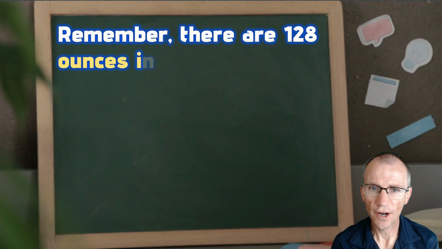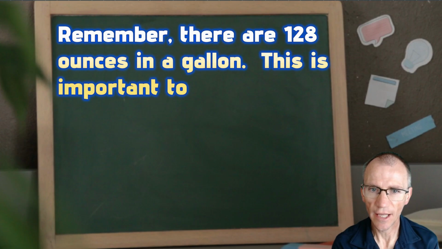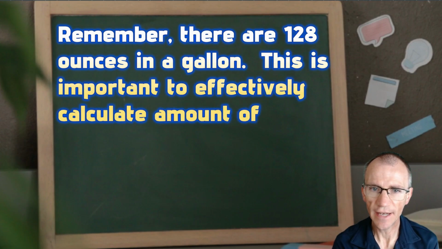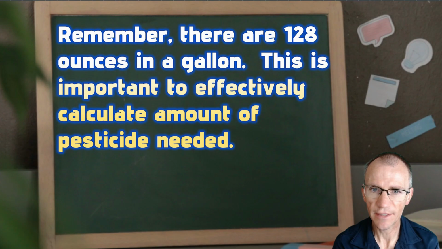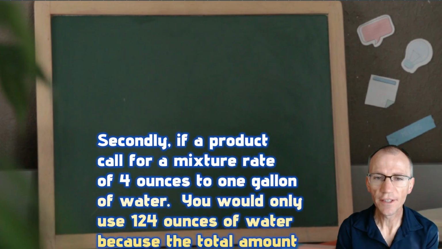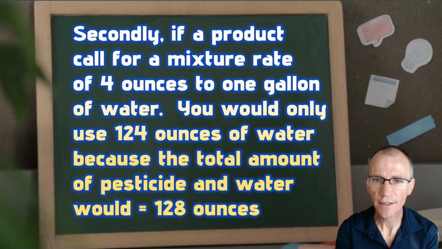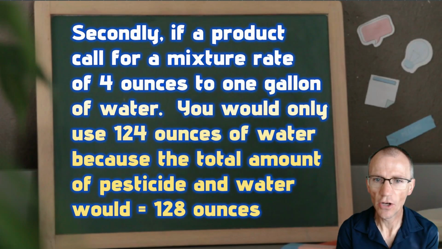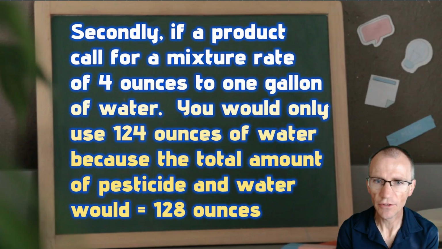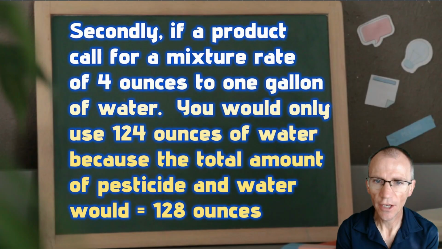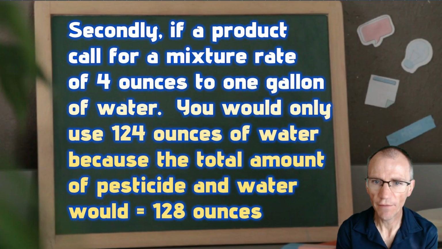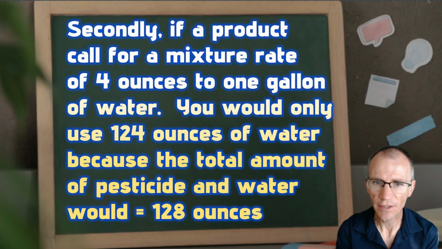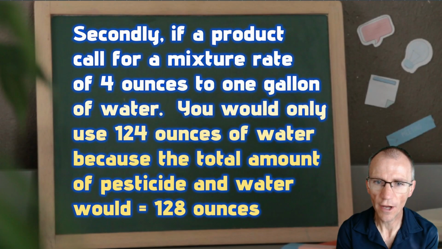Remember, there are 128 ounces in a gallon. This is important to effectively calculate the amount of pesticide needed. And this is going to be a very important one. Secondly, if a product calls for a mixture rate of 4 ounces to 1 gallon of water, you would only use 124 ounces of water because the total amount of pesticide in water would equal 128 ounces.